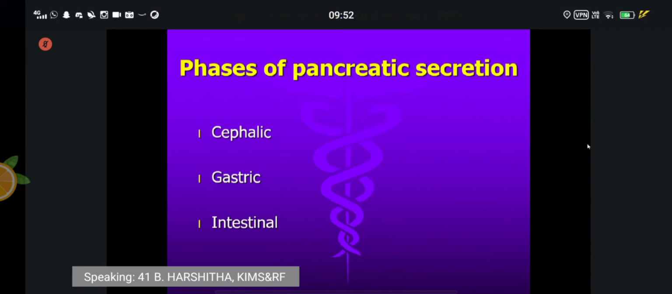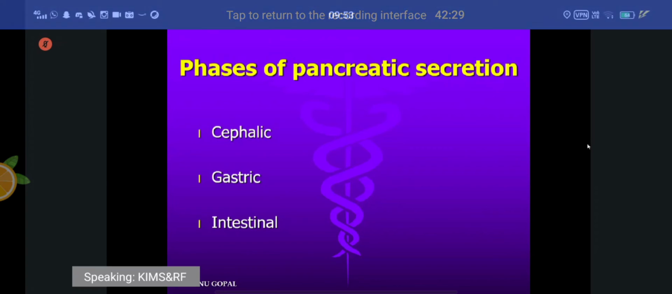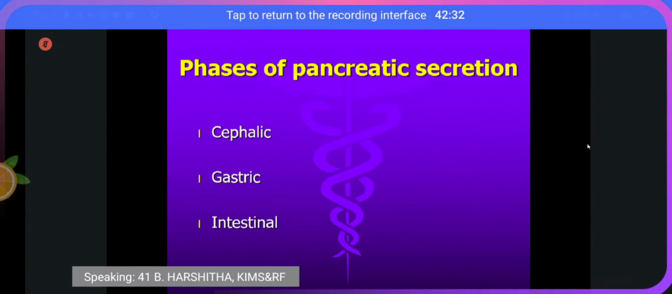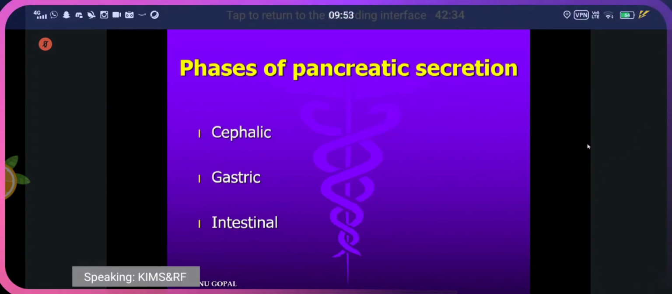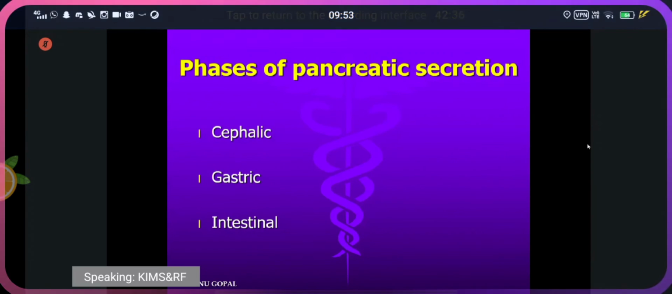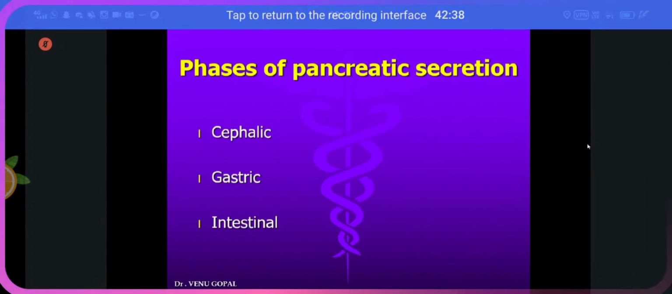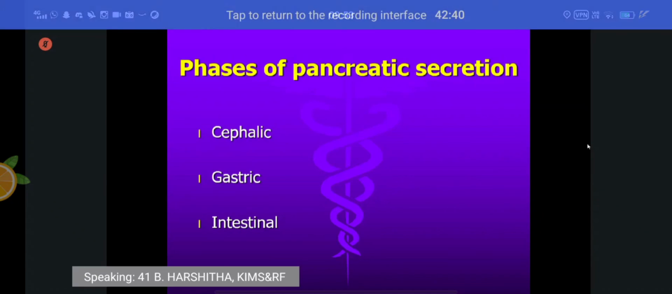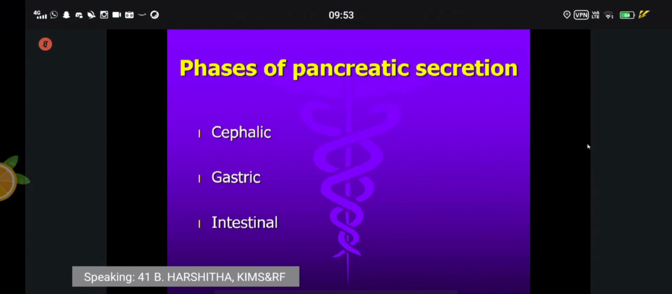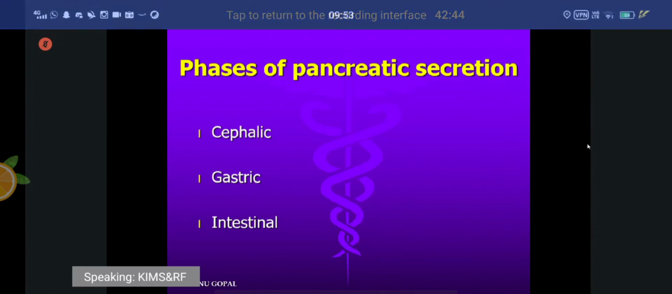Because pancreatic juice contains water, organic, and inorganic components. What is the important constituent of the category of inorganic components? Bicarbonate, sir. Very good. Okay, we'll go to the next possibility.